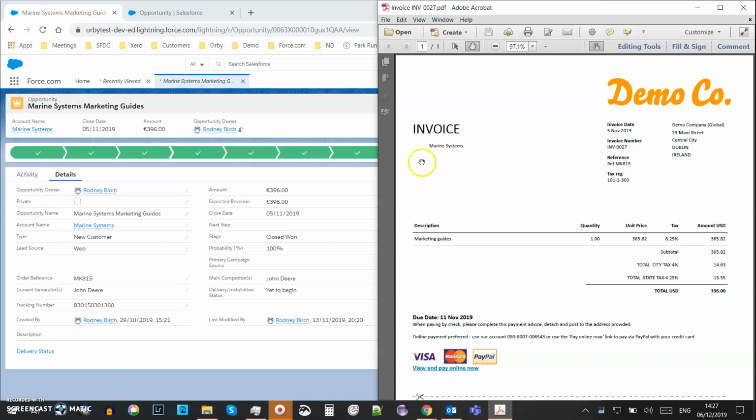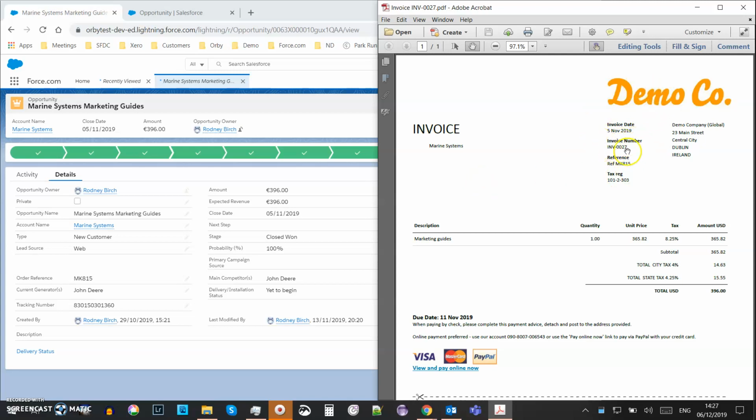No surprise there. Also in the opportunity, we have the close date, which is the 5th of November, and the invoice date is also the 5th of November. So the invoice would have been created the same day that the sale was made. This may or may not be the case for your company, but you are going to see a very close correlation: the closing of the opportunity and the billing of a customer are very much directly related.